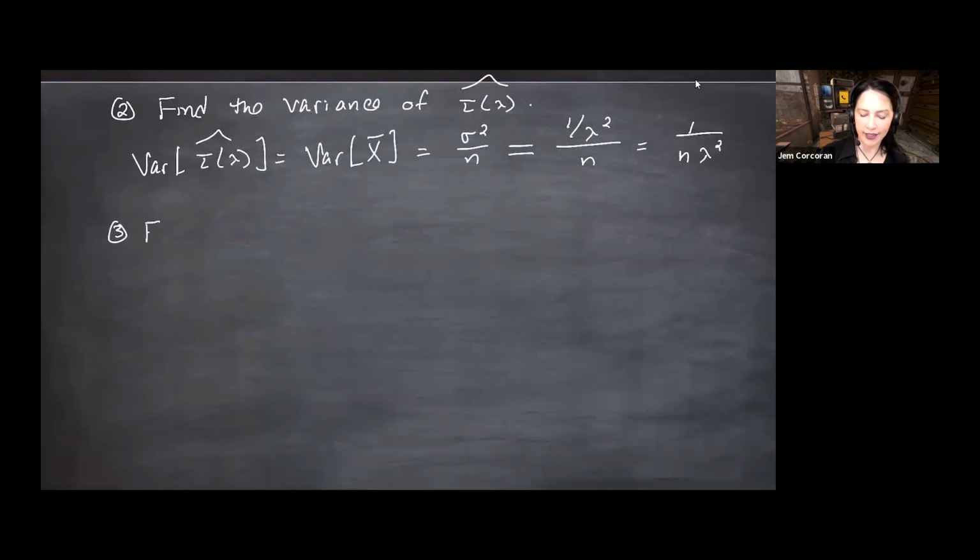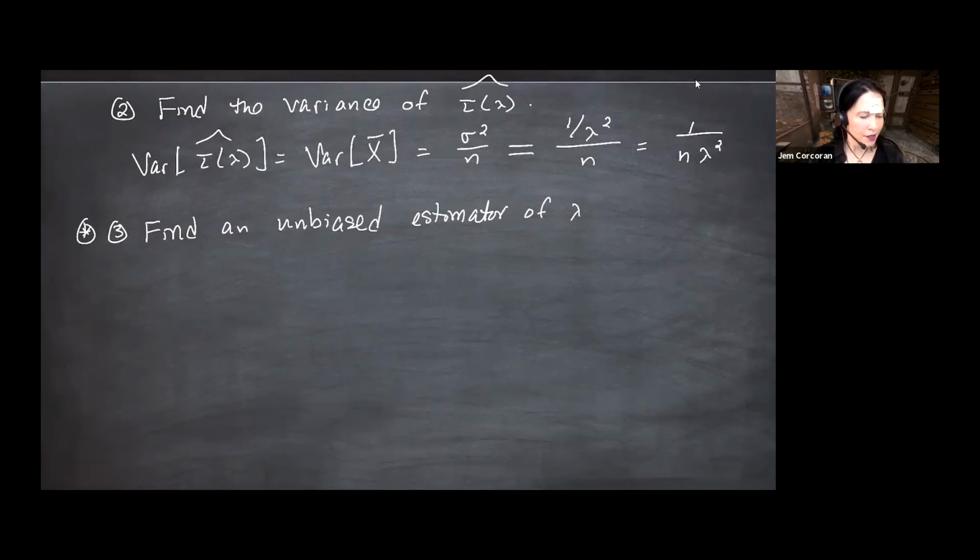Okay, so let's do something more interesting. Let's find an unbiased estimator of lambda itself. Okay, so we have that x bar is an unbiased estimator for 1 over lambda. So motivated by that, I'm going to try looking at 1 over x bar.